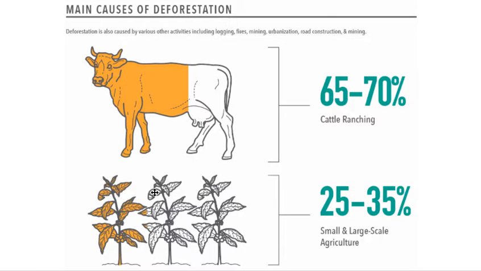You can also see in this numbers display that I've used the actual shape of the cow here to show the information that 65% of cattle ranching causes deforestation, and similarly here in the coffee plant one where 25% of small and large scale agriculture cause deforestation.